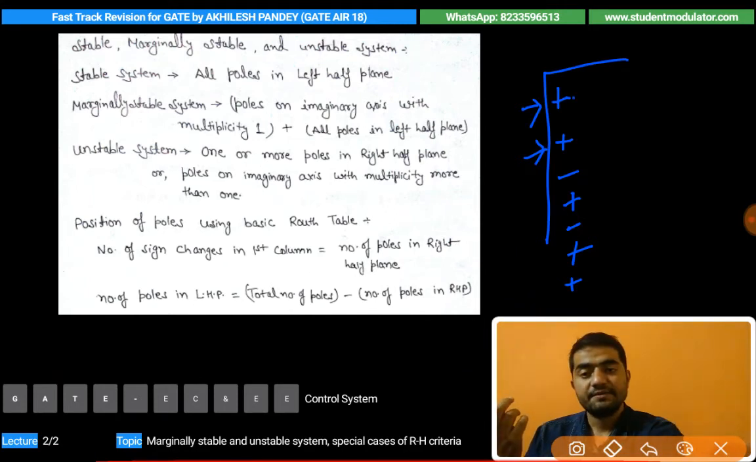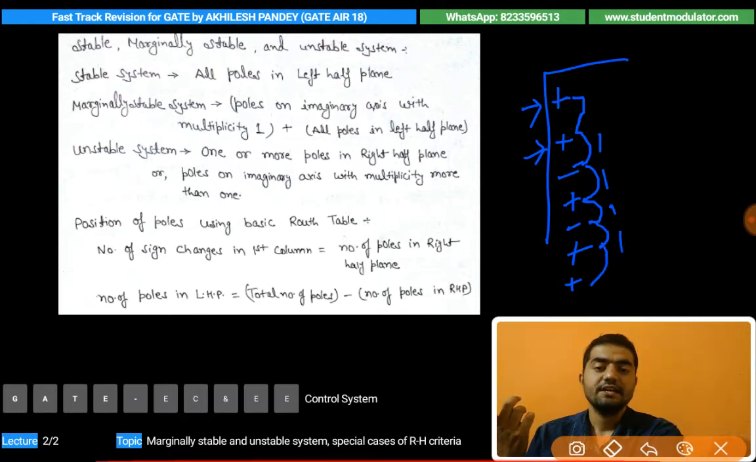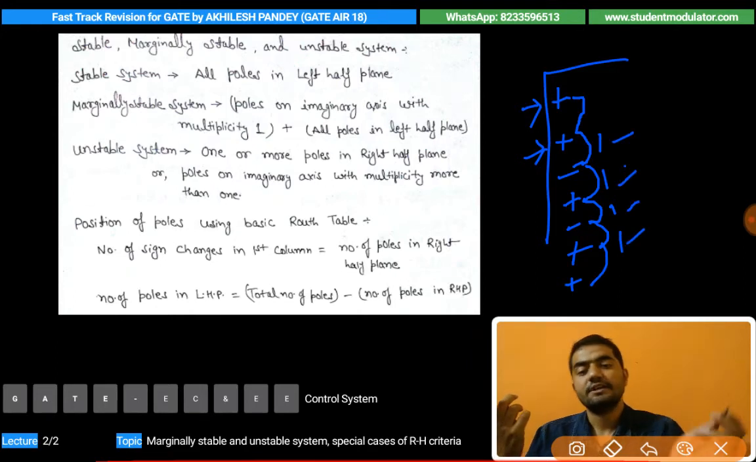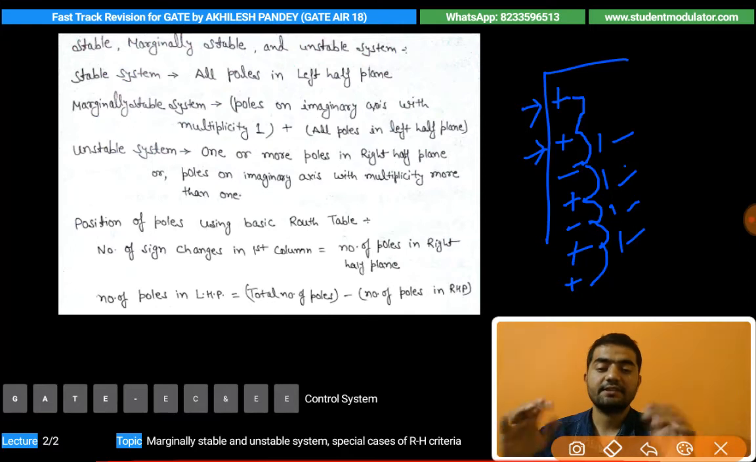If we start from here, there is no sign change, then one sign change is here, and again one sign change here, because we are moving from minus to plus. Again when we move from plus to minus, one sign change; again minus to plus, one sign change; and there plus to plus, no sign change. So the sign is changing 1, 2, 3, 4 times. In this way we can calculate the number of times the sign changes in the first column elements.